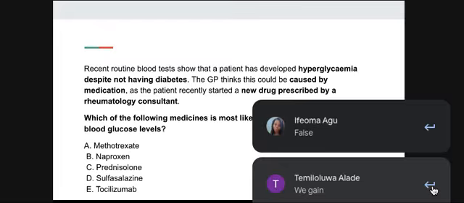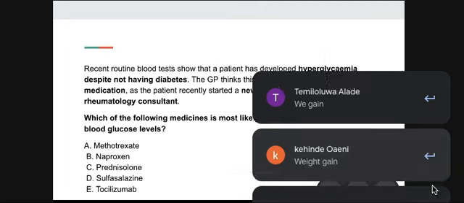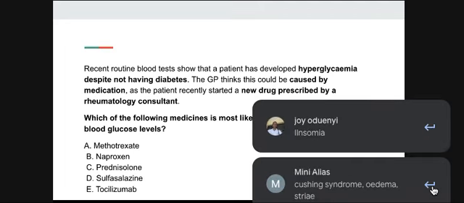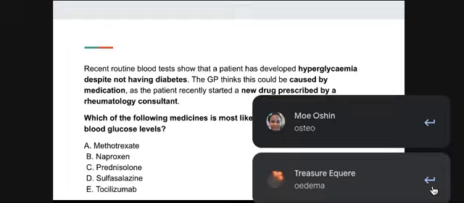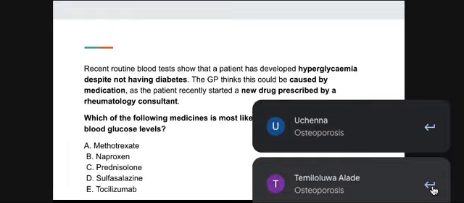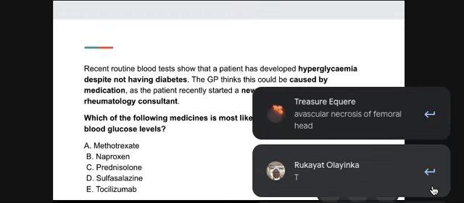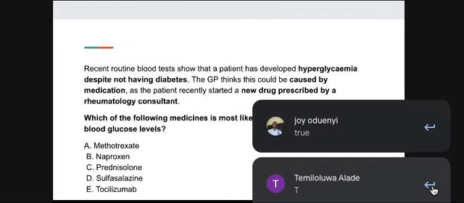What are the other side effects of steroids? Can you list the ones you can remember? Osteoporosis, very important. Cushing syndrome, edema. Well done, everyone. Psychiatric reactions, yes. Steroids should be taken after food. Is that true or false? Steroids are best taken after food.